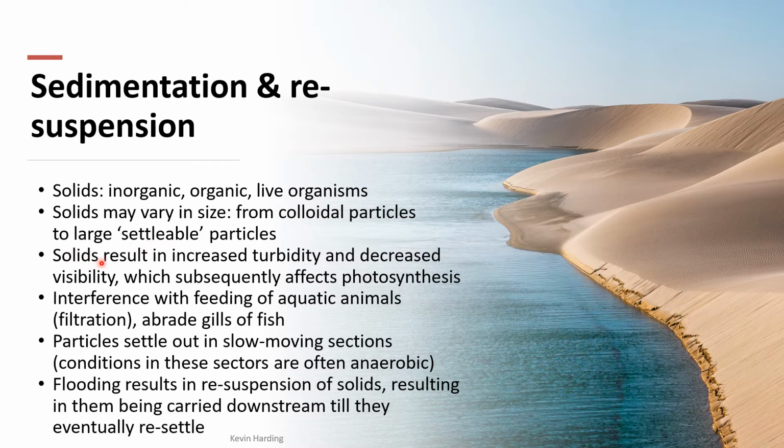So these solids result in an increased turbidity, and they can lead to decreased visibility. So that's the first problem. It could just make the water look dirty, but it also subsequently affects photosynthesis. So if this is in a river, if you are increasing the solid content, the plants or the algae, whatever is in the water, are going to battle to photosynthesize. This in turn can also interfere with feeding of aquatic plants. And if they are settling in slow-moving sections, you can lead to anaerobic conditions, as we've discussed before, and you'll have silt buildup on the bottom of the water. On the bottom of a river, for example.